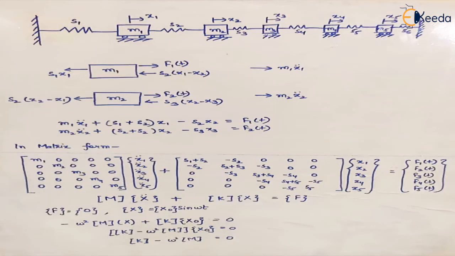Now we can take the example of 5 masses. Because the question talks about infinite degrees of freedom, let's extend the question and assume there are 5 masses which are connected to 6 springs, which are attached to these free ends, right?